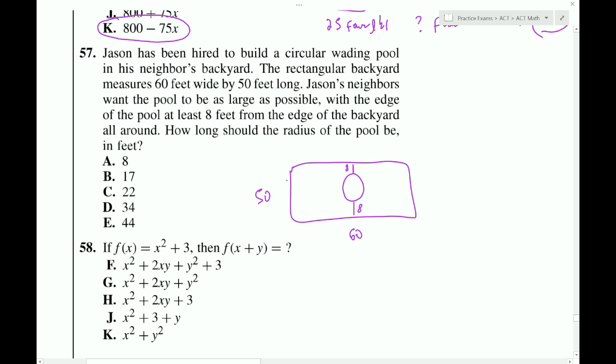So vertically, we have a total of 50, but we have to take away 16. So really we only have 34 to work with, and that's going to make up the diameter here. So half of that will be equal to the radius. So the radius would be 17, and that's what they're asking.